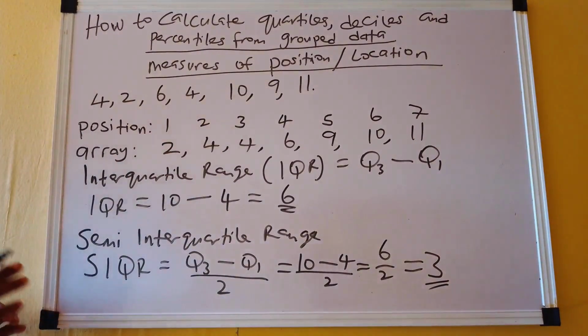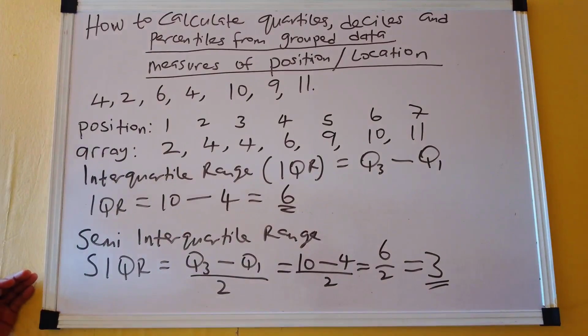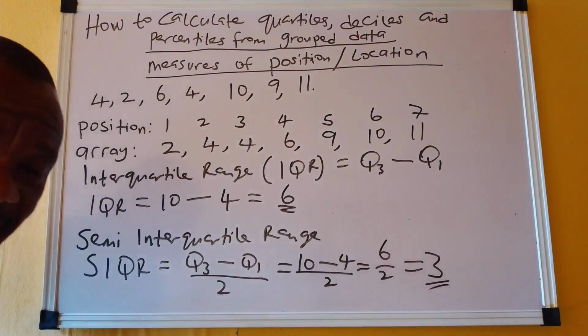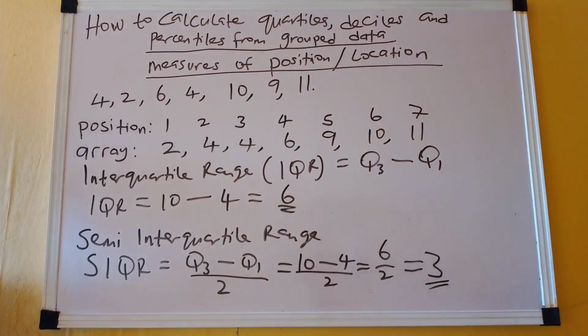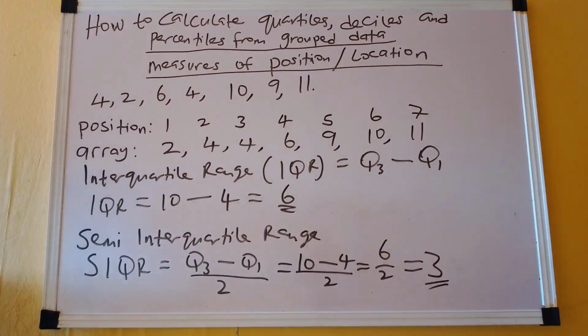So it is as important as this. You know one very useful use of the interquartile range? The interquartile range helps us to detect outliers. An outlier is an extreme value. It's a value that is significantly different from other values in the data set. That is what an outlier is.